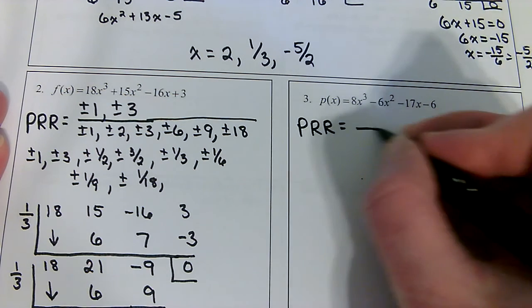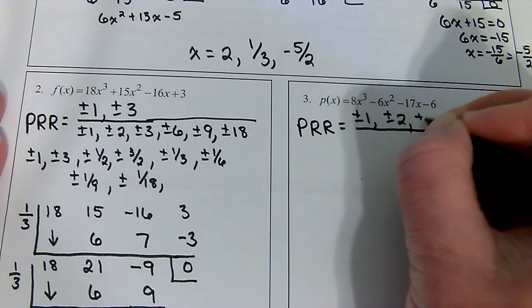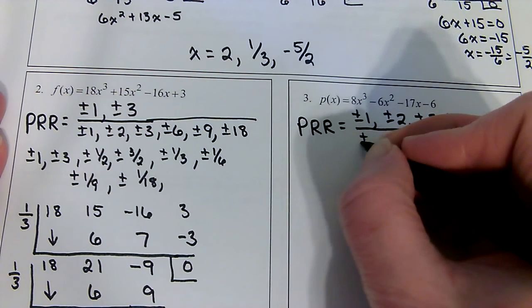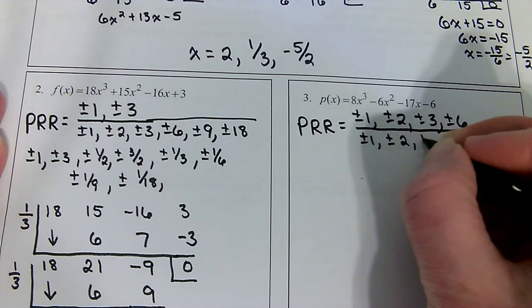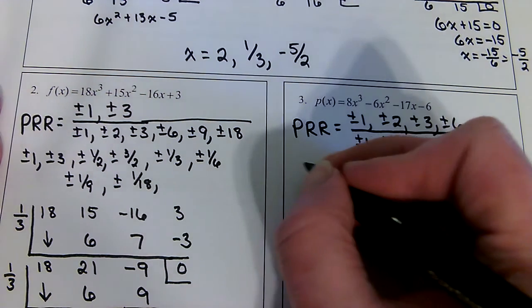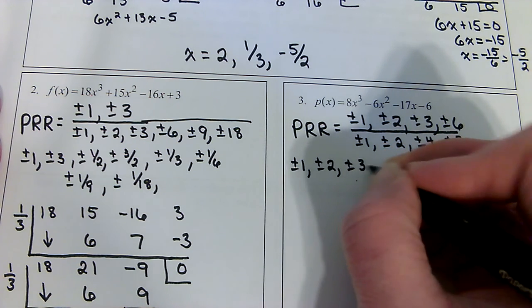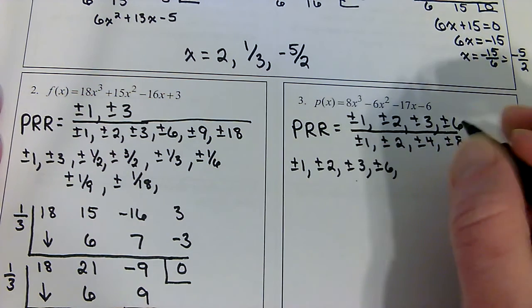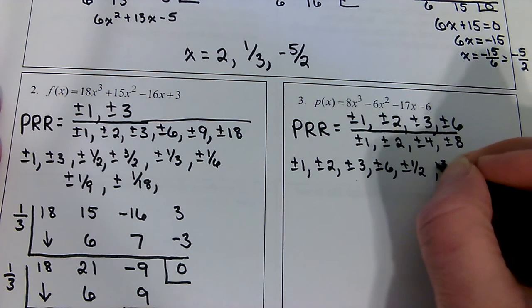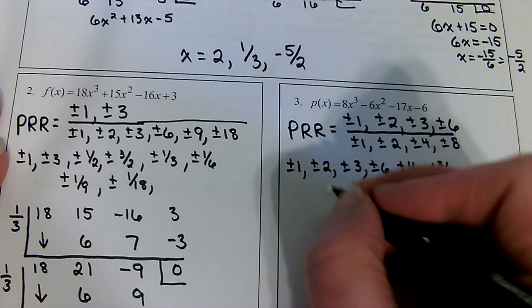Possible rational roots. The factors of the constant, so factors of 6, over the factors of the leading coefficient, which is 8. Well, that's a lot nicer than the 18. Okay, so I would get plus or minus 1, plus or minus 2, plus or minus 3, plus or minus 6. Divide by 2. 1 divided by 2, 2 divided by 2, 3 divided by 2, 6 divided by 2, are you taken care of?